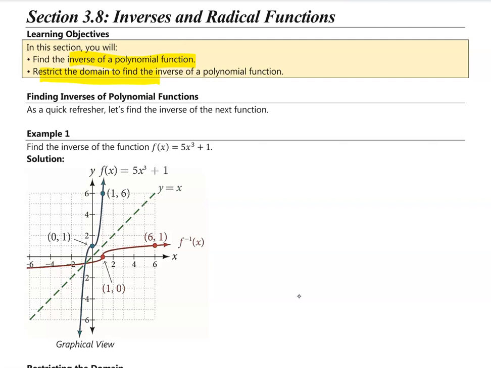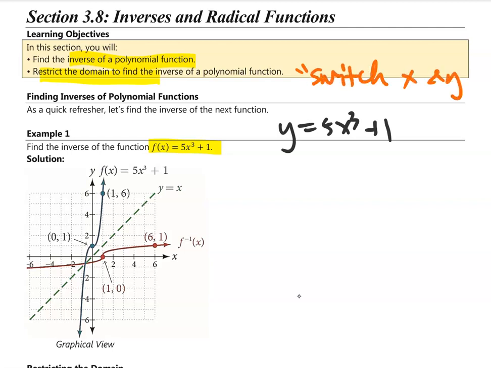So let's review how to find the inverse of a function. Example 1, f of x equals 5x cubed plus 1. Remember, every time you get the inverse of a function, the first thing you do is rewrite this as y equals 5x cubed plus 1 and then switch x and y. So take note of that. We did this last time. So switch x and y. So y becomes x and then x becomes y.